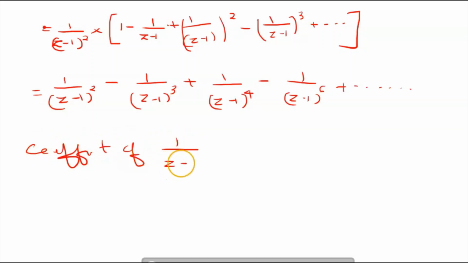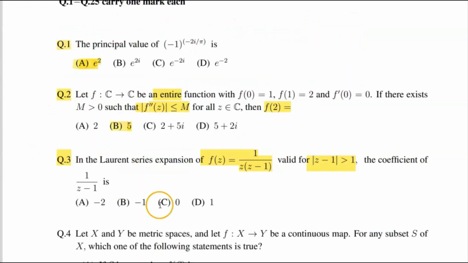So the coefficient of 1 by z minus 1. Question is asking about the coefficient of 1 by z minus 1. Here no term of 1 by z minus 1. This series is starting with the term 1 by (z minus 1) all square and all cube, all raised to 4, etc. The coefficient of 1 by z minus 1 is 0 here. So the answer is 0. So the answer is option C, 0. Coefficient of 1 by z minus 1 is 0.